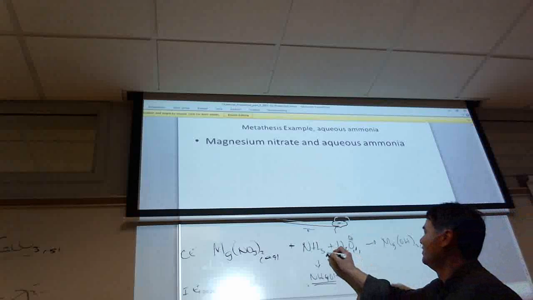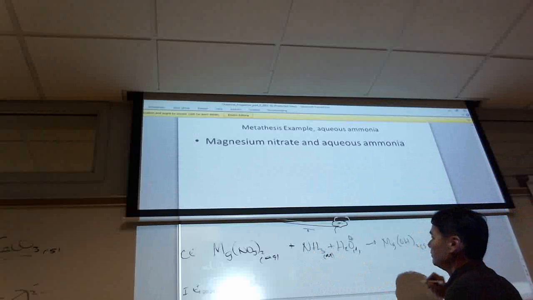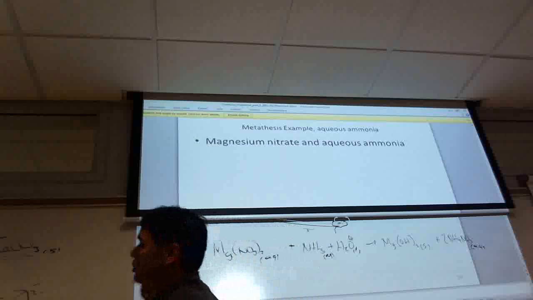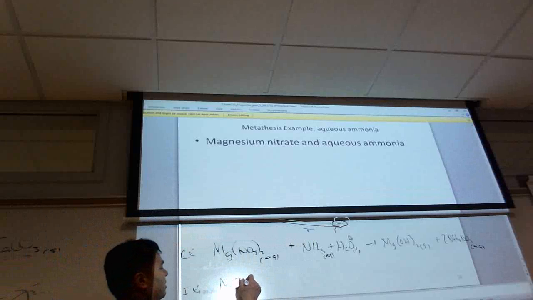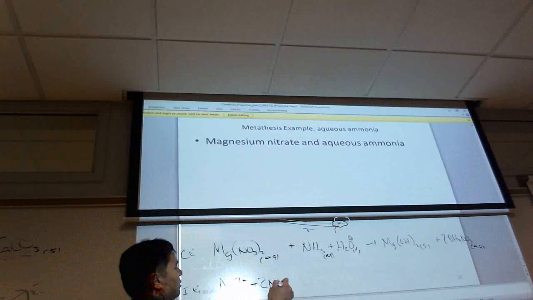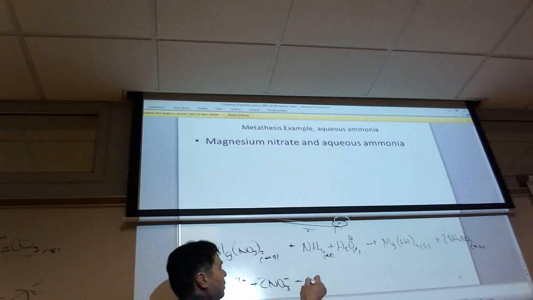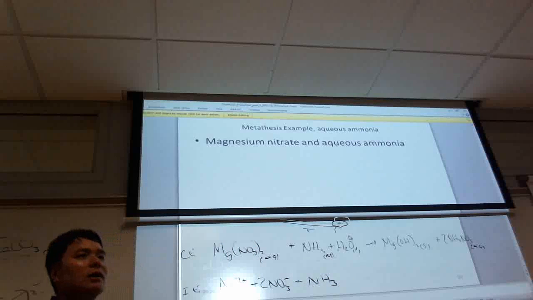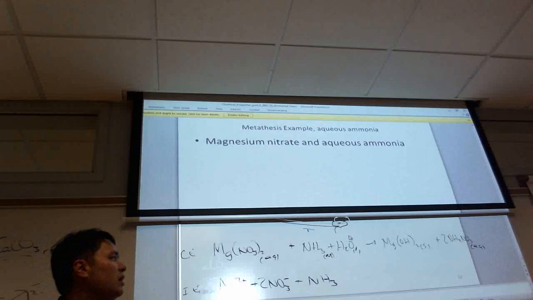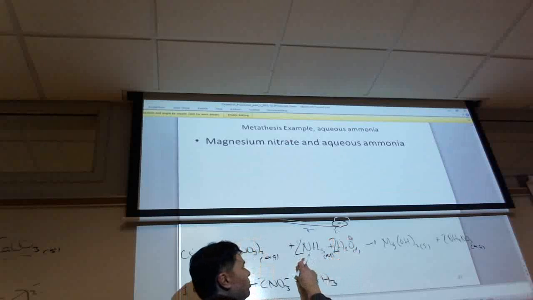I don't want to lose states here, so I just use ammonium hydroxide to figure out what the products are, and then I get rid of it. Magnesium nitrate, do we split that apart? Yes. It splits apart into magnesium 2 plus and 2 nitrate. Ammonia, do we split that apart? No. Actually, this is not balanced because we don't need one ammonium hydroxide, we actually need 2 ammonium hydroxide. To get 2 ammonium hydroxides, we'll need 2 ammonias and 2 waters.